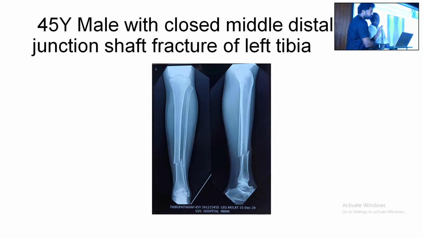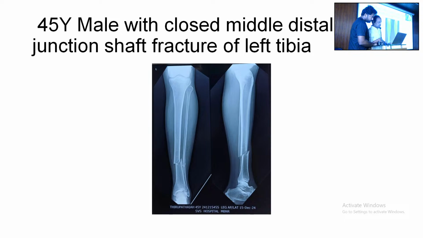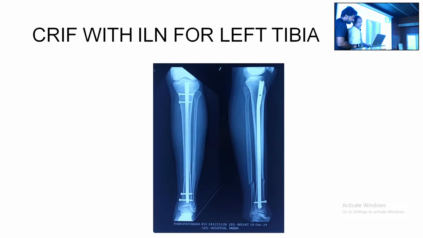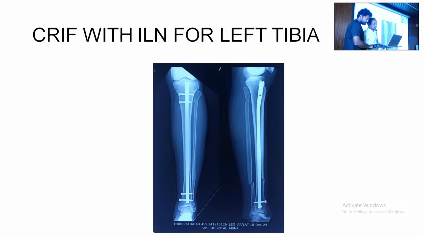Go on. Sir, 45-year-old male with closed middle-distal third junction shaft fracture of left tibia. This also looks like increased sclerosis proximally, so maybe it is the way they take the X-ray. We have done closed reduction and internal fixation with the ILN for left tibia, sir.